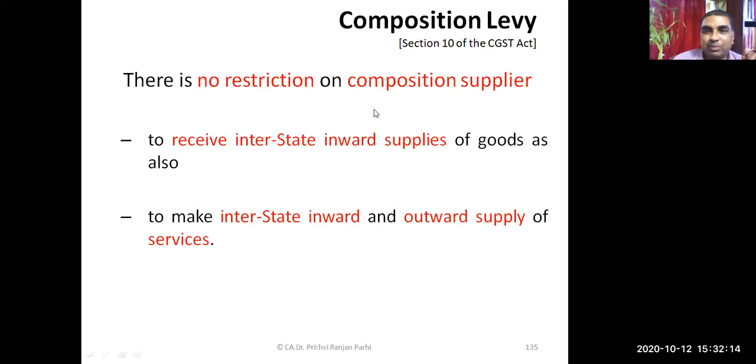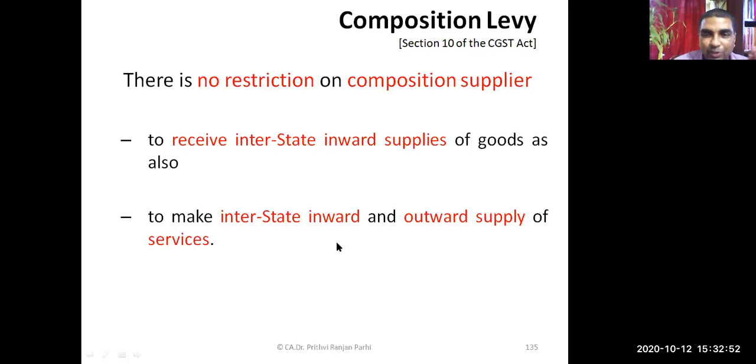There is no restriction for the composition dealer to receive interstate inward supplies of goods, and to make interstate inward and outward supply of services. Goods he cannot make interstate outward supplies, but he can receive interstate inward supplies of goods. But so far as supply of services is concerned, he can make interstate inward supply as well as outward supply.